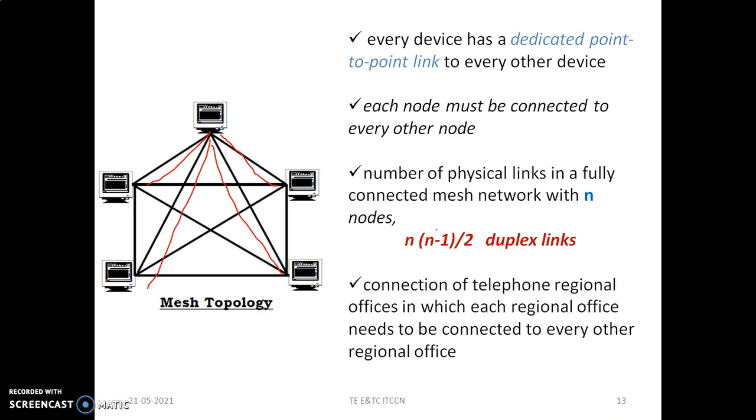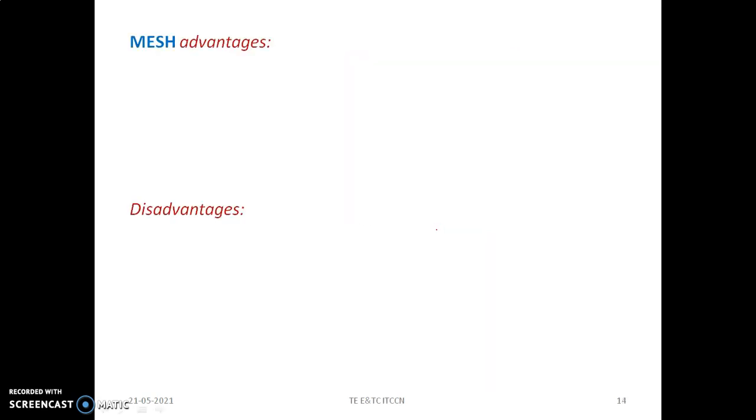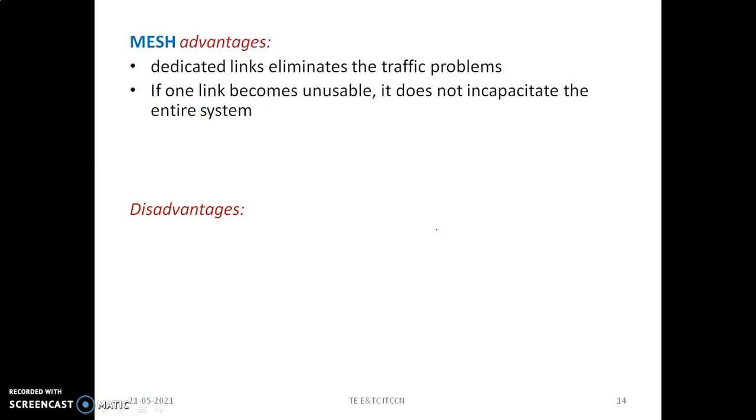Now, the connection of telephone regional offices is an example. Each regional office needs to be connected to every other regional office. So this is an example of a mesh topology. Now, let us move ahead and see what are the benefits of this and what are the limitations of it. So what are the advantages of mesh topology? As it has dedicated links, it eliminates the traffic problem. Traffic would be there if a particular link is shared by many nodes. But here there is a dedicated link and that's why it is not shared. So there is no concern of traffic.